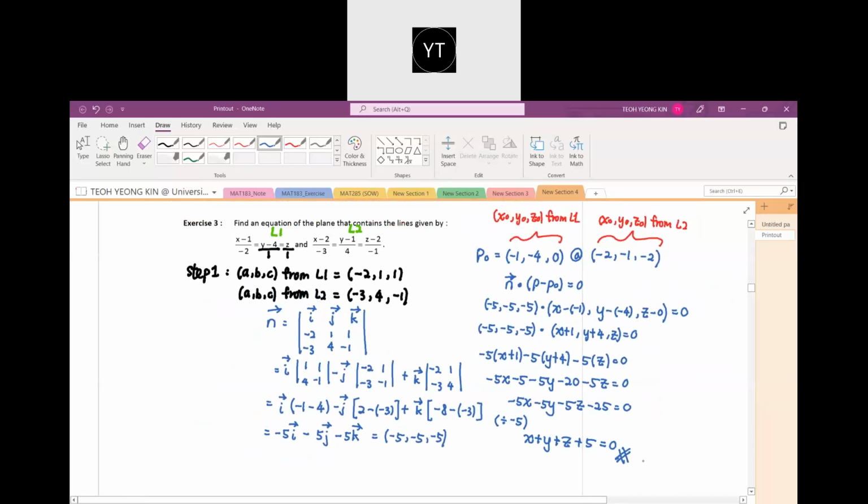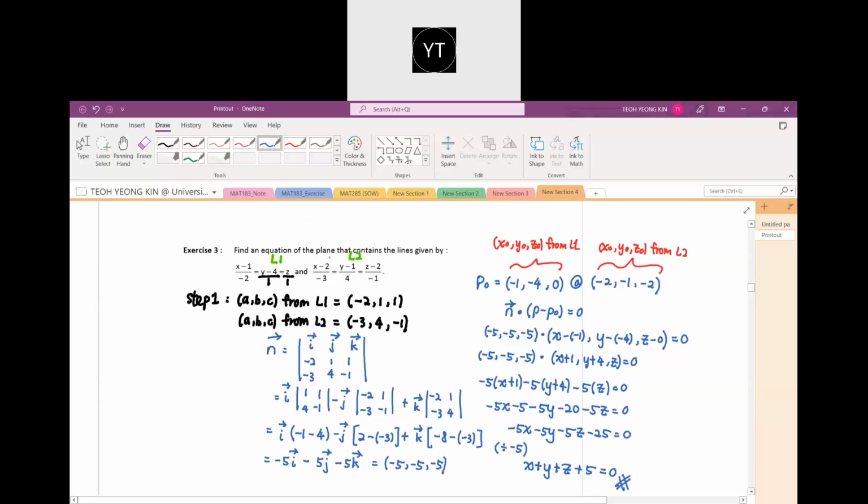So for the third scenario, where the plane contains two lines, L1 and L2, we can find the normal vector. First, we find the normal vector by using the ABC from line 1 and line 2. Then we can use a point. The p naught is the x naught, y naught, z naught from line 1 or line 2. In this case, I choose the x naught, y naught, z naught from line 1. Why? Because I have the 0 here, which is slightly easier. So you can see z minus 0. So from this one, the dot product, and we will get the equation of the plane.